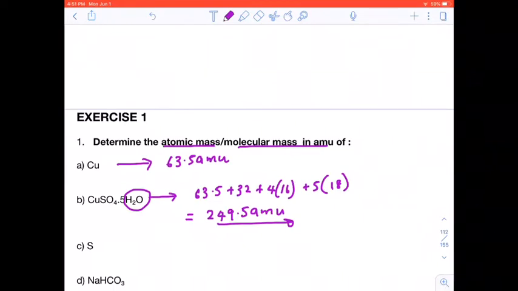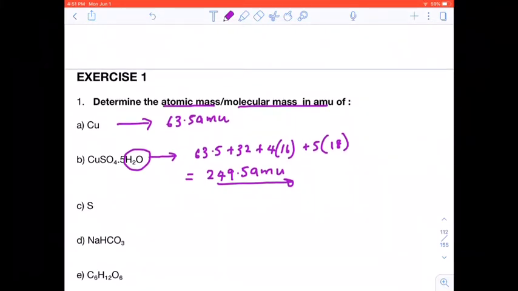But if I want it in grams, then I have to multiply it by 1.66 times 10 to the minus 24 grams. Right? But if I want the mass of 1 mole of the substance, then we take this atomic mass unit and express it in grams, which would mean that the molar mass or the mass of 1 mole would be 249.5 grams.